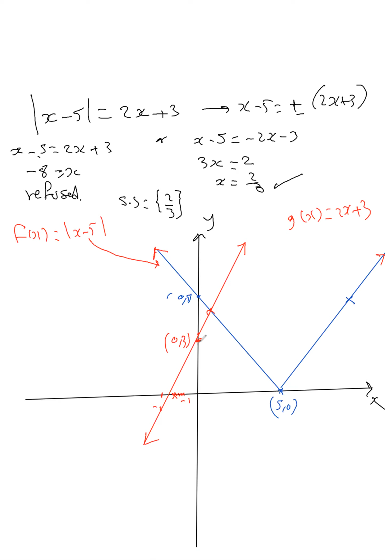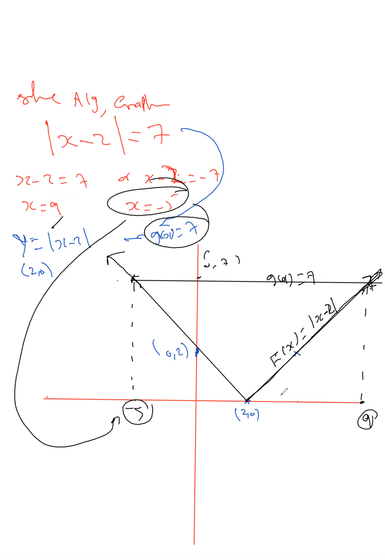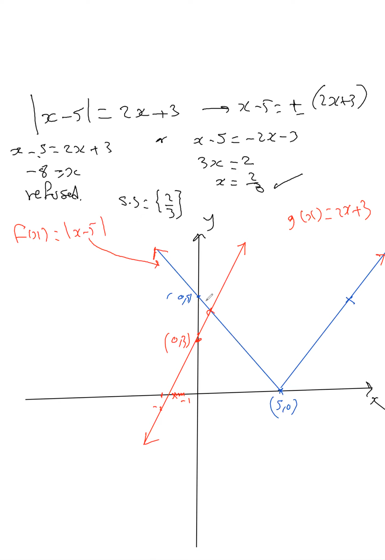line with an x-intercept and y-intercept and slope. So the graph of this one, the vertex is 5 and 0. Okay, we drew it before. The vertex is 5 and 0 and y-intercept 0 and 5, and the graph of the absolute value function.